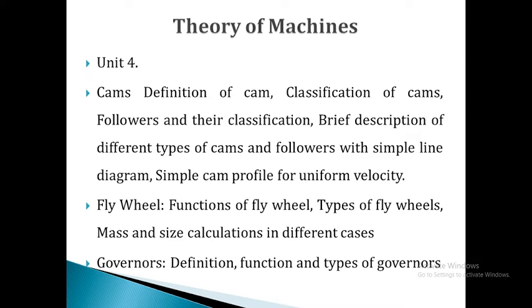Governors. The last topic of this unit is governors, a very important topic. Governors are used to control the speed of an engine, or say governors are used to operate an engine at a constant speed for varying loads.